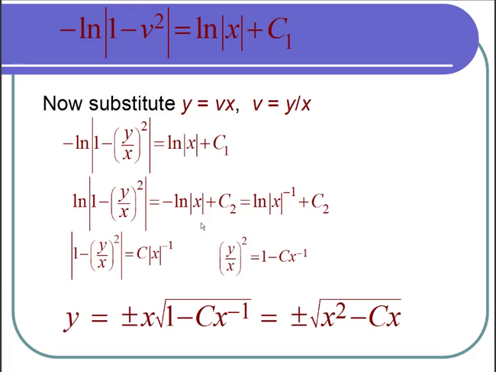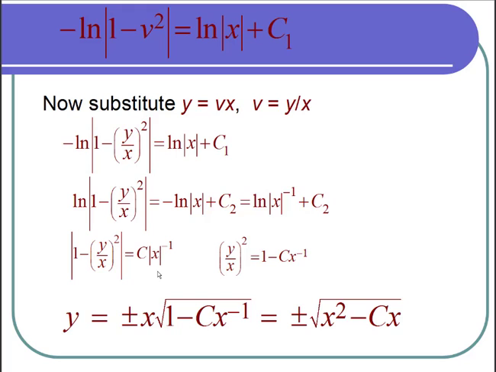So the next step is to realize that we have logs on both sides, so we could take an exponential of both sides. The exponential cancels this log. Notice with this one, though, it's e to the ln of x to the negative 1 plus c2. I can break that up as a product. e to the c2 I'm going to call c, and then e to the natural log of x to the negative 1. The e and natural log cancel, and I just get x to the negative 1.